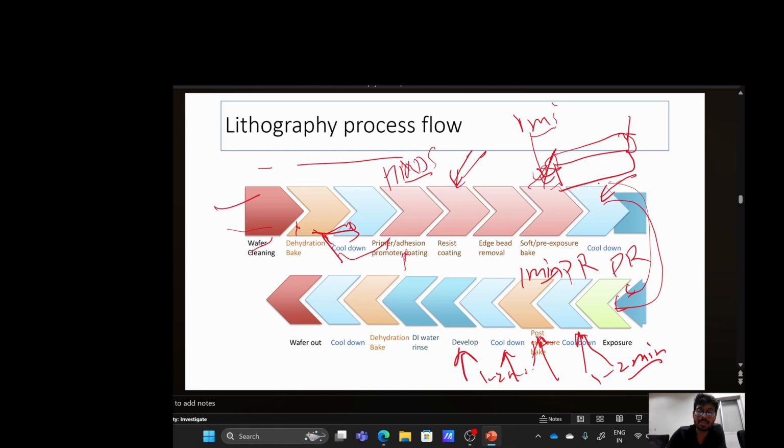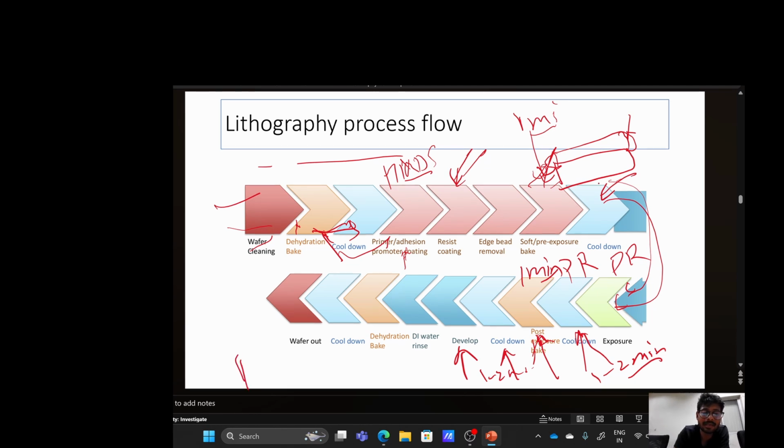And then you need to do the development. Development is done with a solution. We will come to the developers later on, so just remember there is a solution. After the post exposure bake, you dip the wafer in it. That is time dependent: if you do that for a longer time, your feature size will be larger. That also depends on the type of photoresist you are using. Just a minute.